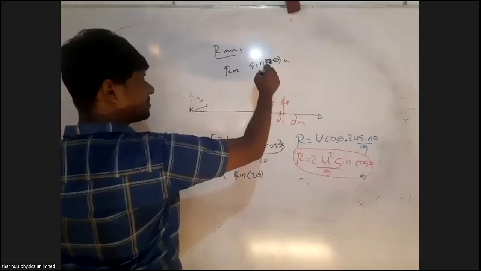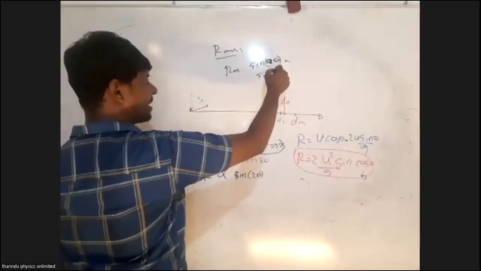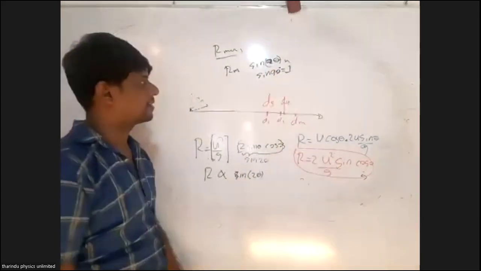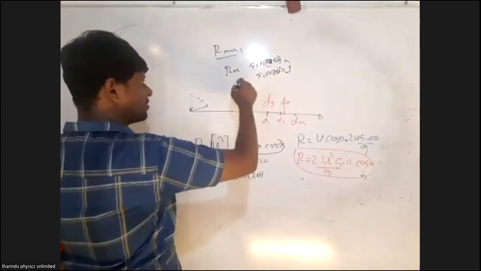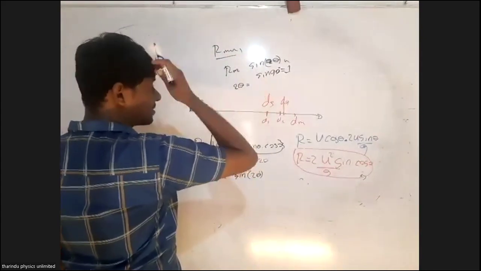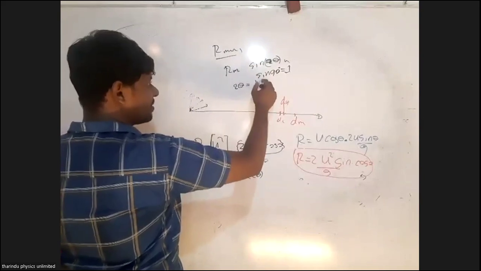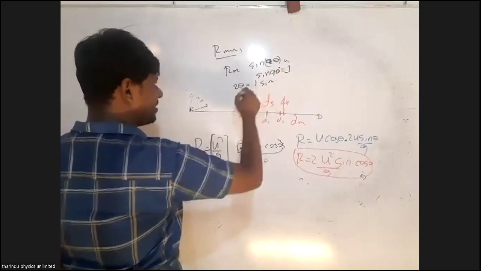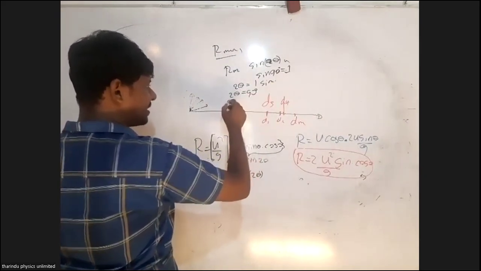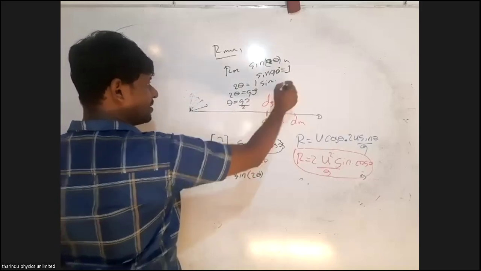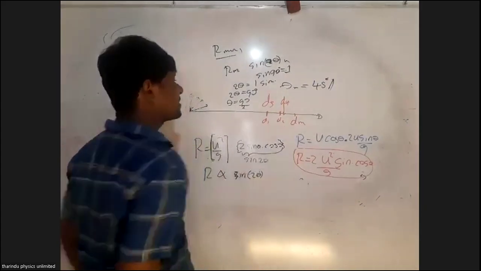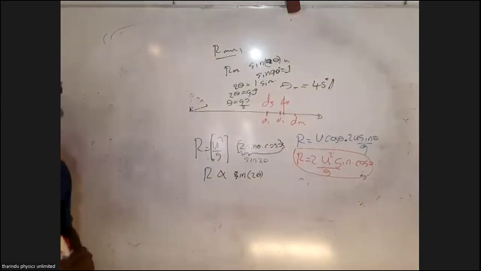So what is the maximum value of sine? Sine 90 is equal to 1. So sine 2 theta should be maximum. The maximum value for sine is 1, so 2 theta is sine inverse of 1. So 2 theta is equal to 90. So theta is equal to 90 over 2. So theta max equals 45 degrees. If you hit something at 45 degrees, it will reach the maximum distance.